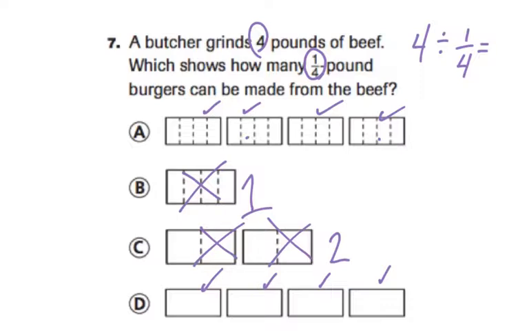Now, we're going to see which out of A and D is broken into fourths. Oh, look. A is broken into fourths. Yep, each of those boxes is broken into fourths. So that part looks good. What about D? These are not broken into anything. You do have 4 wholes, but they're not broken into fourths. So the best answer choice is going to be A. And we'll see that he can make a total of 16 burgers.